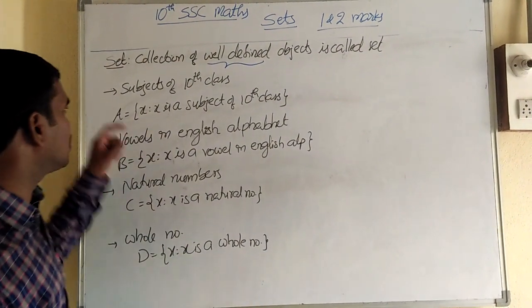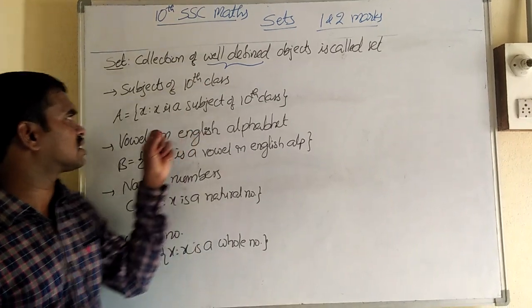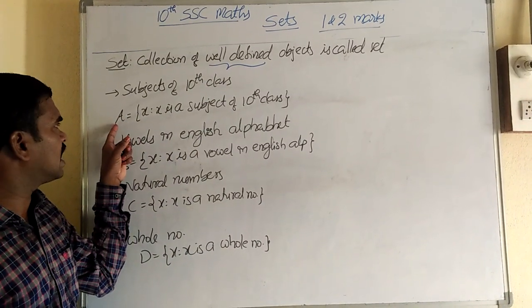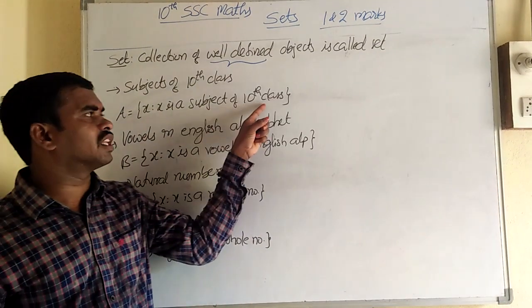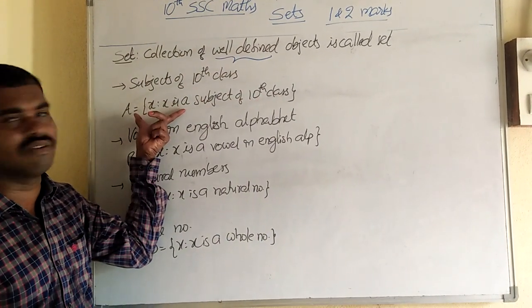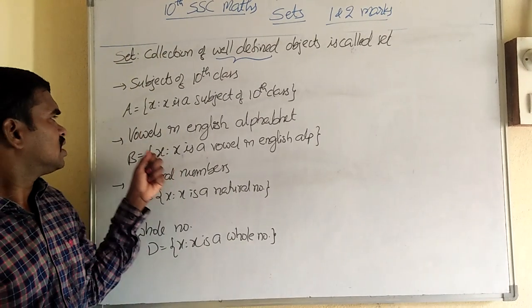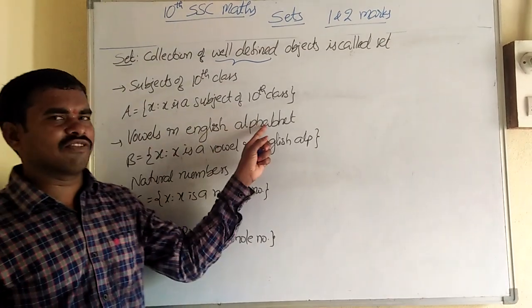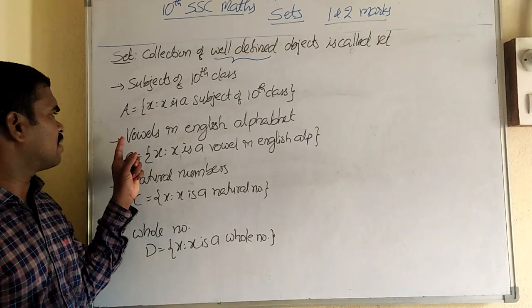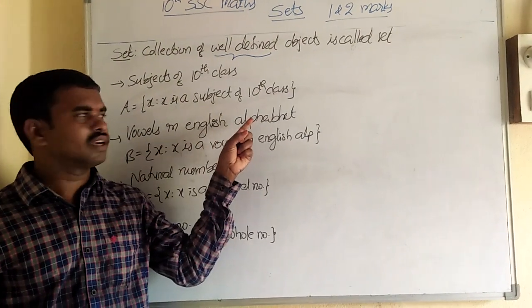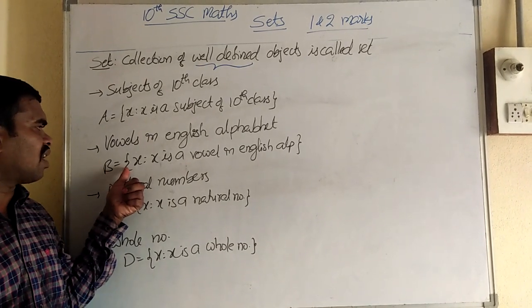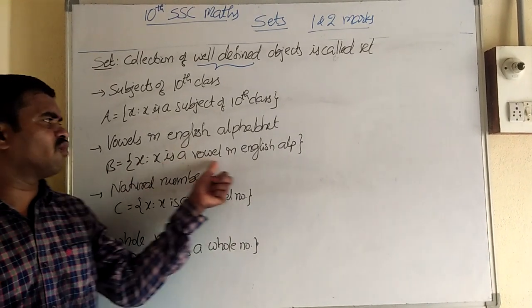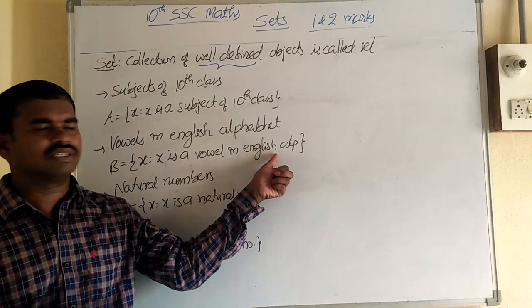So for example, I am giving some examples. Subjects of 10th class can be written as set A equals set of x such that x is a subject of 10th class. I gave you one example here for a set. Similarly, vowels in the English alphabet. If we take the statement vowels in English alphabet, how can we write it as a set? Set B equals set of x such that x is a vowel in the English alphabet.